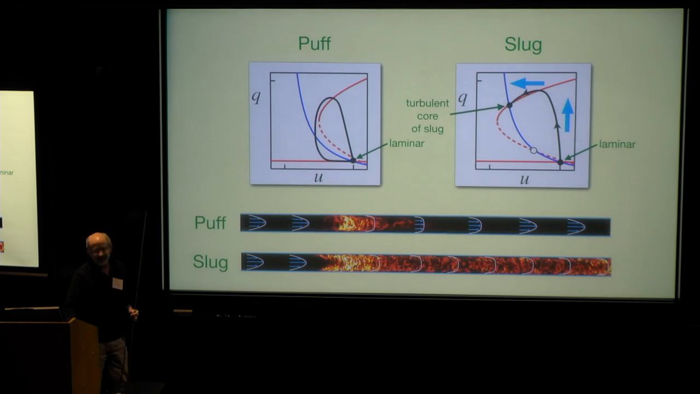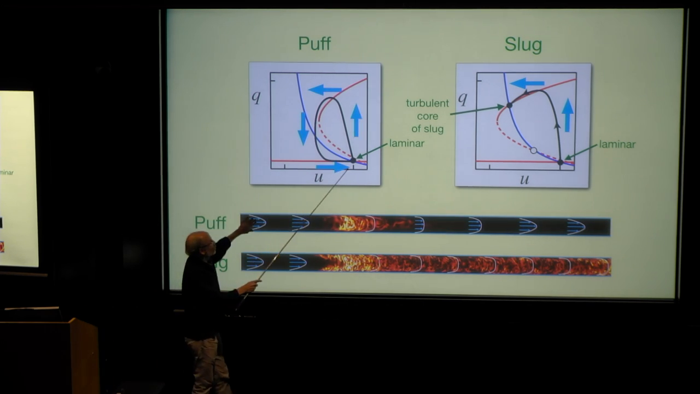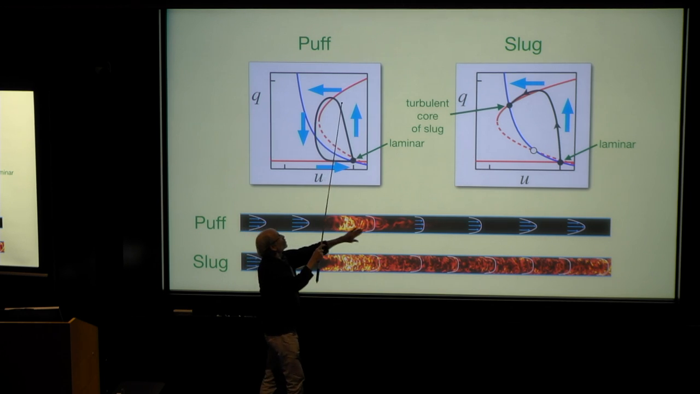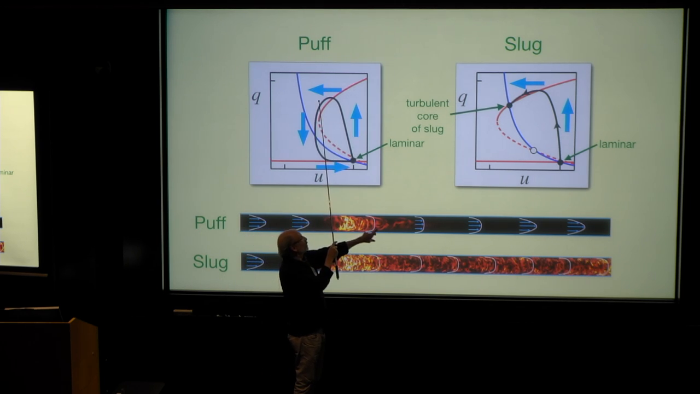For the puff, you can see what's going to happen. I'll just put all these arrows on. Upstream, I'm in laminar flow. I generate turbulence, the shear profile blunts. I don't have an equilibrium to go to.